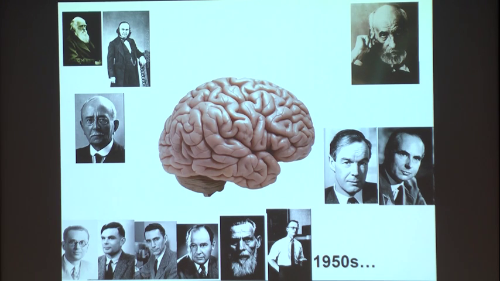They knew that it is modular. There are areas that are specialized. This is Broca, who had found that there are areas here that are specialized for language. If you have a lesion here, then you have problems with understanding language, for instance. And today, the list of specialized areas has grown a lot. For instance, you have an area in your brain that is specialized for recognizing faces, just faces.